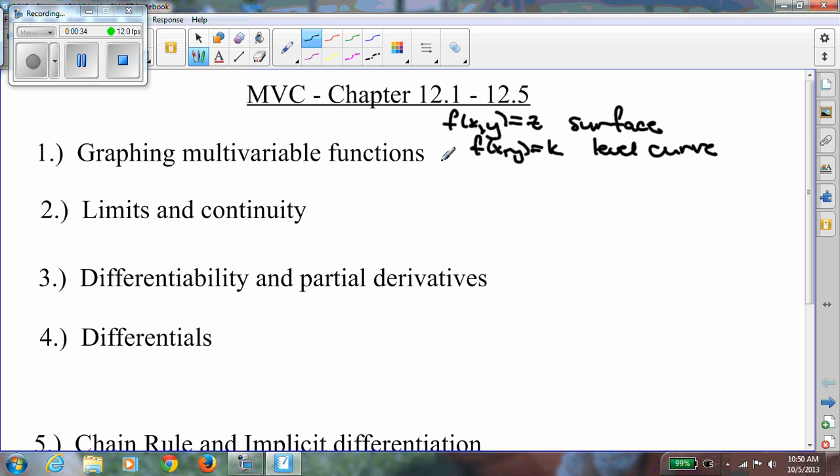We also looked at three variable functions. So f of x, y, z equals w, for example. This would graph a solid. And then if we just graphed a specific value of w, f of x, y, z equal to k, this graphed what was called a level surface.